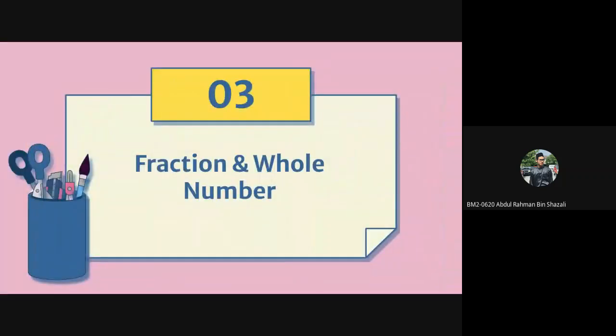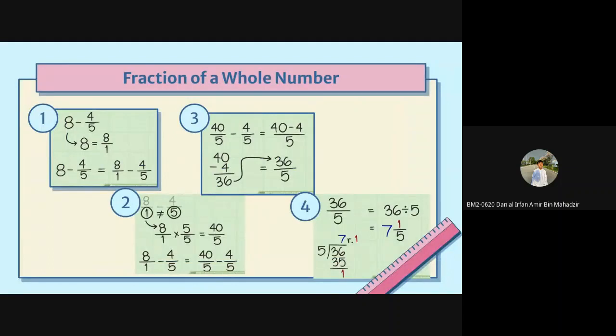And I'll pass to fraction and whole number. Okay, next we'll move on to fraction and whole number. First of all, a fraction and a whole number. As we can see in this question, 8 minus 4 over 5. As we know, 8 is a whole number, and a whole number in fraction is 8 over 1. So we change the whole number into an improper fraction, and it becomes 8 over 1 minus 4 over 5.